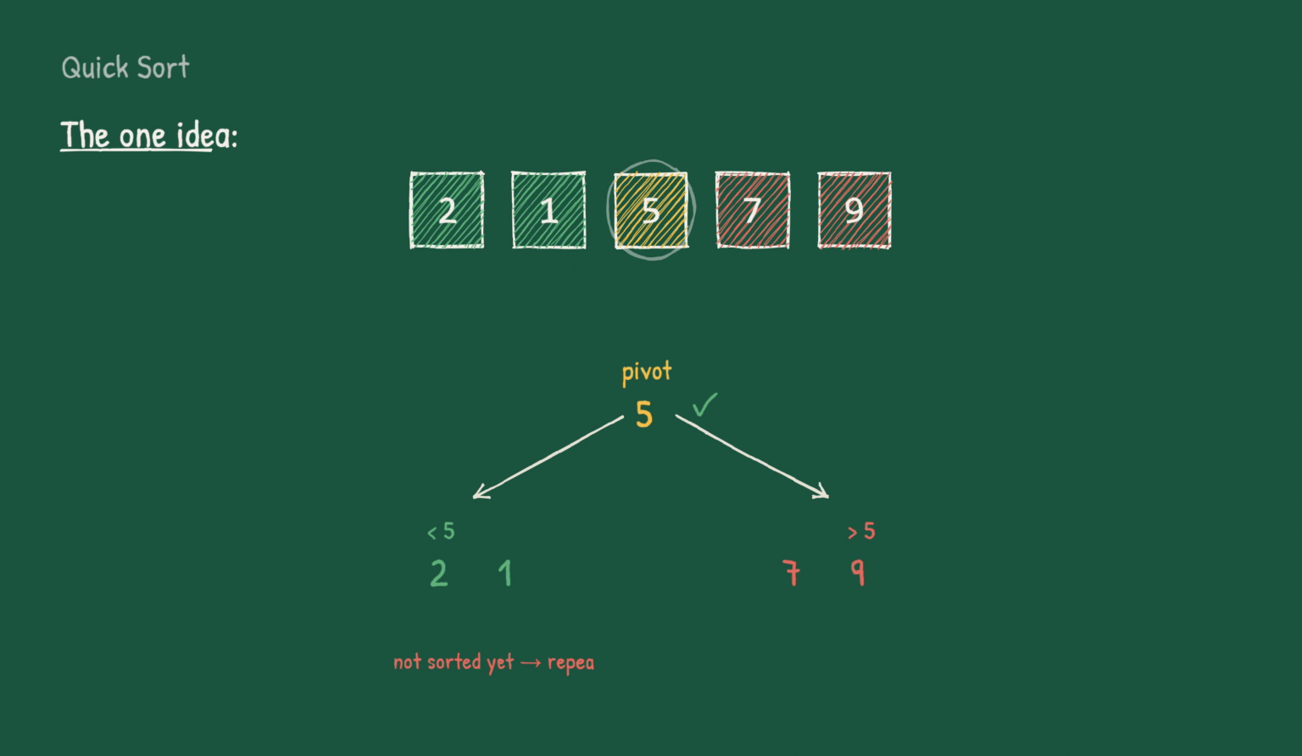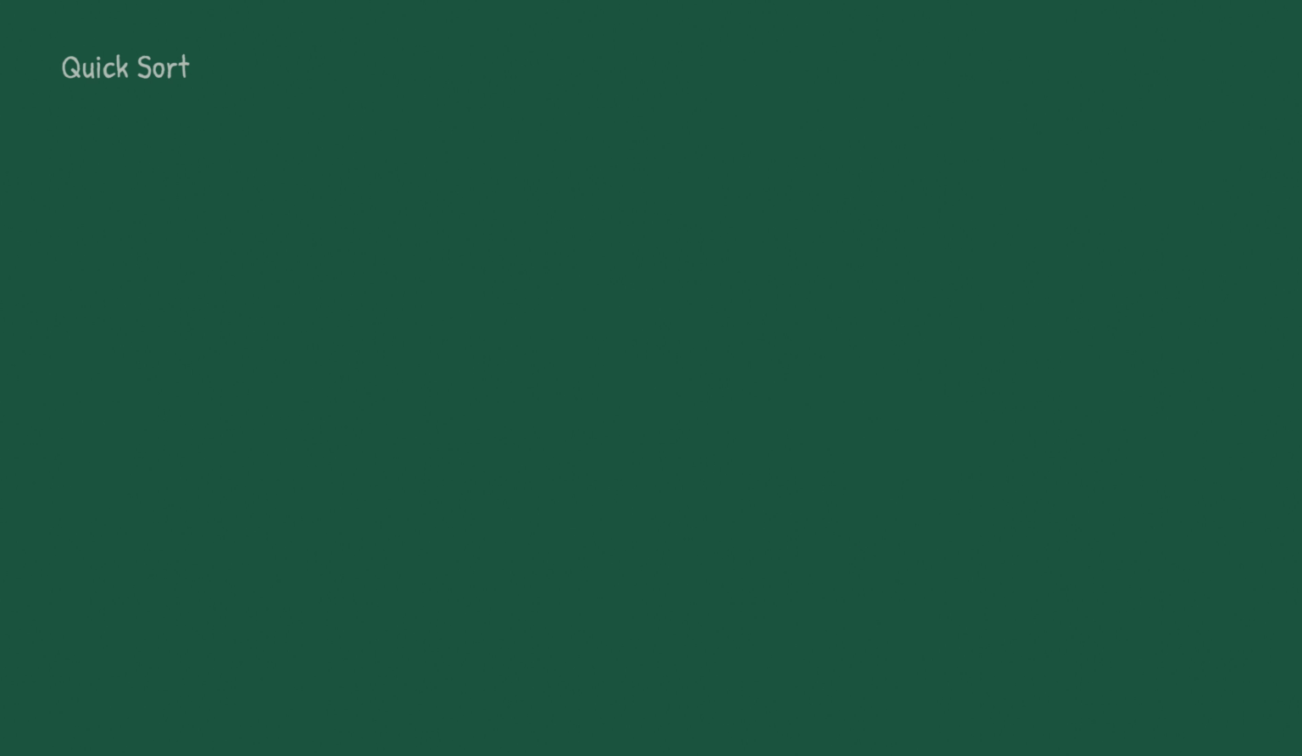Now, we do the exact same thing to the left side, and to the right side, and again, smaller and smaller pieces, until every piece is just one number, and a single number is already sorted. That's quicksort. Pick a pivot, split, repeat.